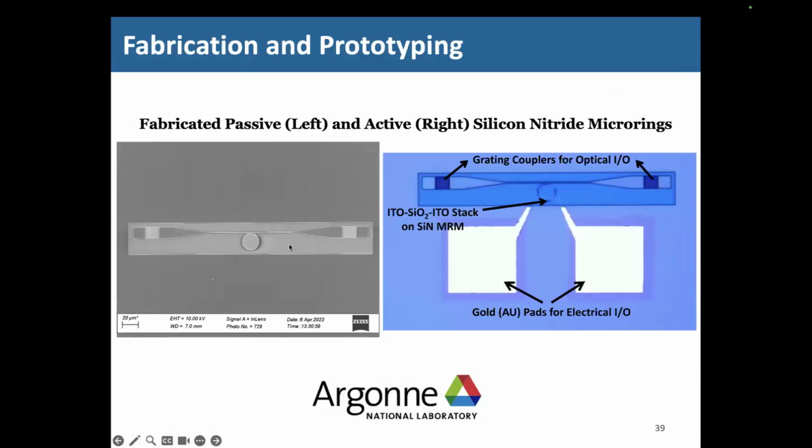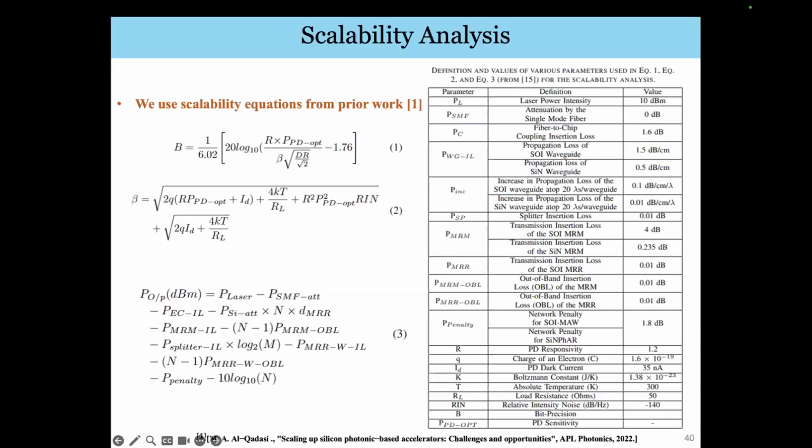So we actually fabricated this. This is the passive microring in silicon nitride, and this is the active one with the ITO heterostructure on top of it, as you can see, from the Argonne National Laboratory collaboration that we have. And then we did some system-level analysis. Again, the same set of equations we will end up seeing, but you would see the difference here in terms of the silicon losses, and these are the nonlinear losses and the nitride losses.